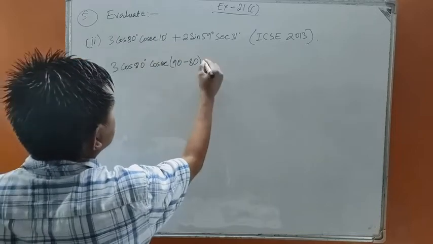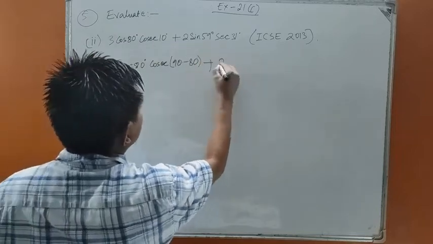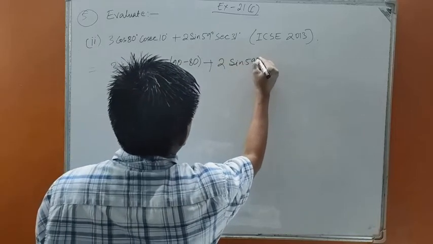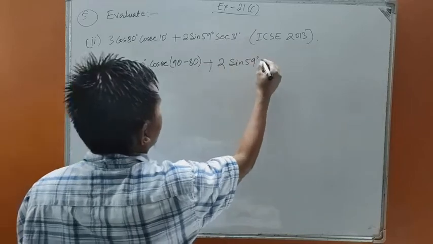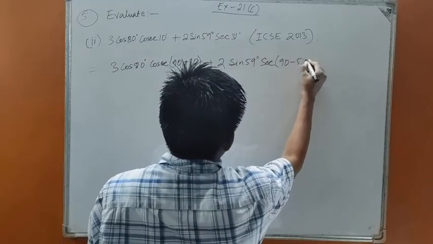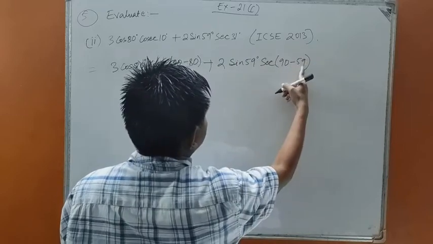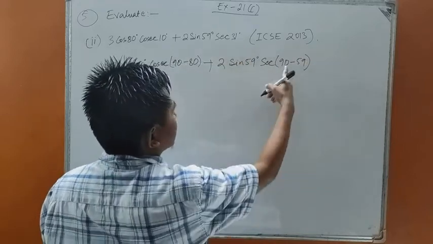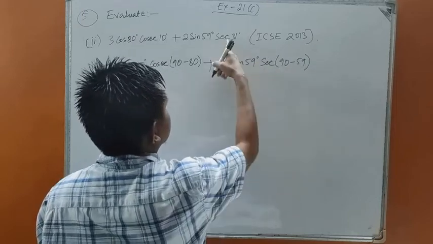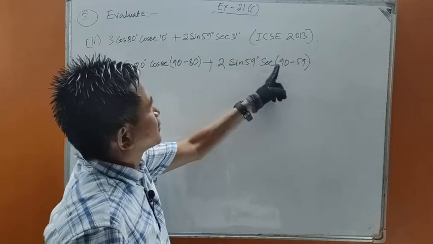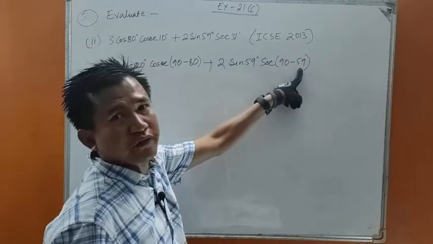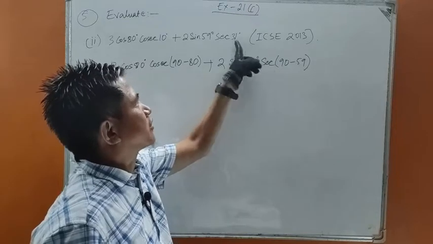So plus 2 sine 59, I copy as it is, sine 59 degree. Instead of this sec 31, I write sec of 90 minus 59. 90 minus 59 is 31. 10 minus 9 is 1, and this becomes 8. 8 minus 5 is 3. So instead of this 31, I can write 90 minus 59.